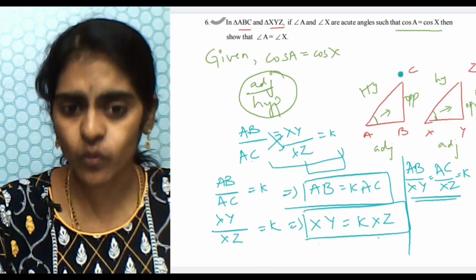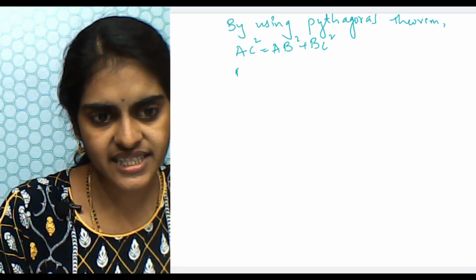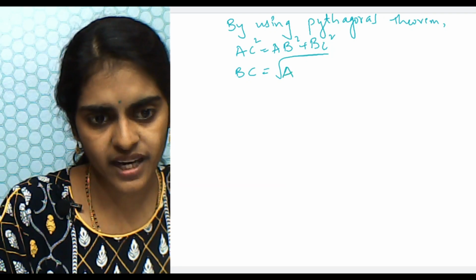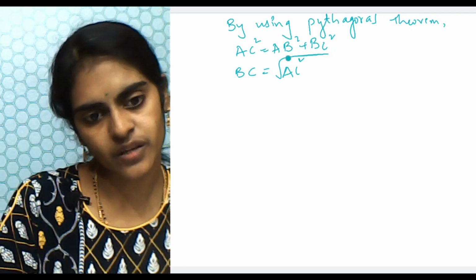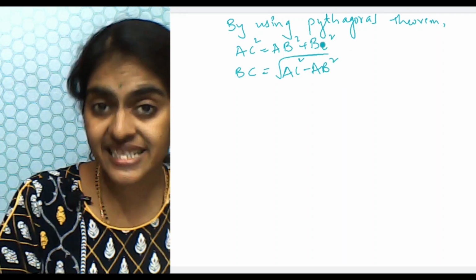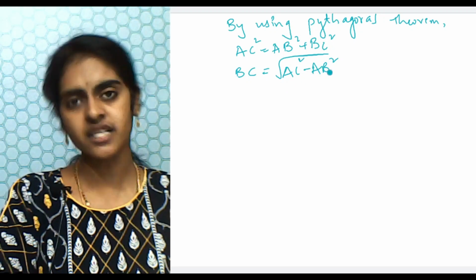I told you we don't know what BC is, so I want the value of BC. So I will write BC is equal to under root. You have AC square, and taking this AB square to the other side it becomes minus AB square. So this is BC square, but you want BC, so it becomes square root of AC square minus AB square.